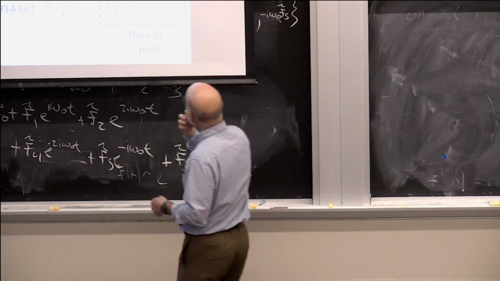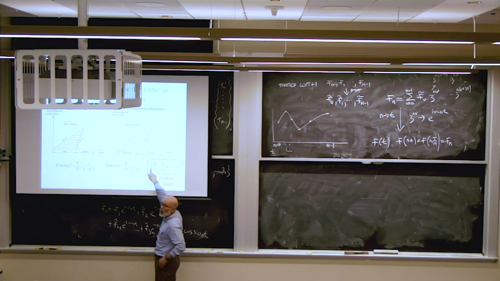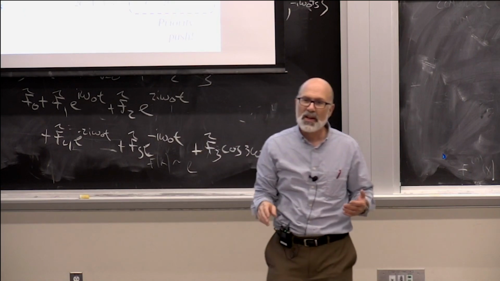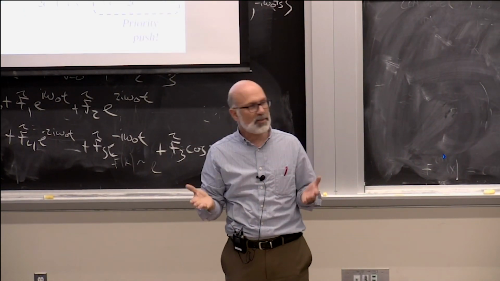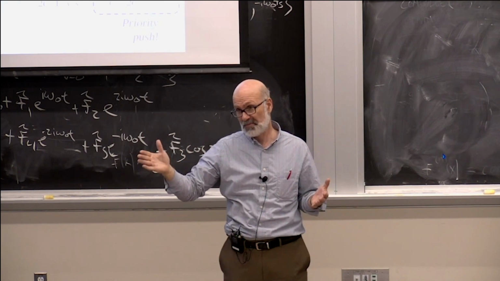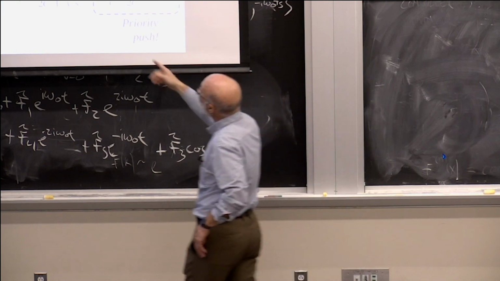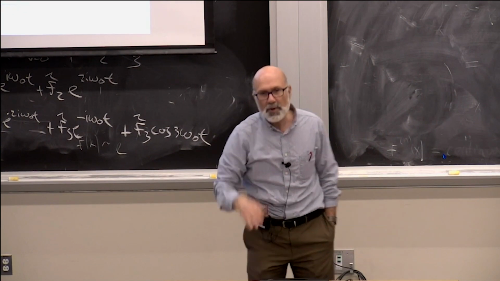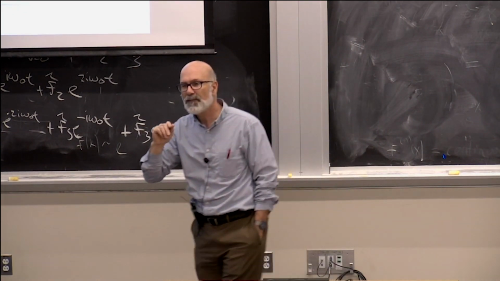And that reduction in delay has to do with how long an extension you are willing to give. In some places, they say, well, I'm willing to extend for 10 seconds. In Toronto, they often say, I'm willing to extend for 30 seconds. So it depends on how long your extension is. But it also depends a lot on how long your red is and how long your cycle is. So just so you can have some numbers... oh, yeah. Sorry.